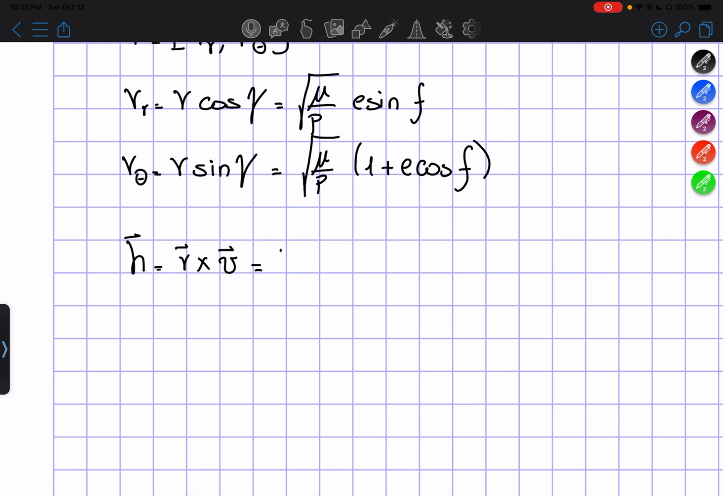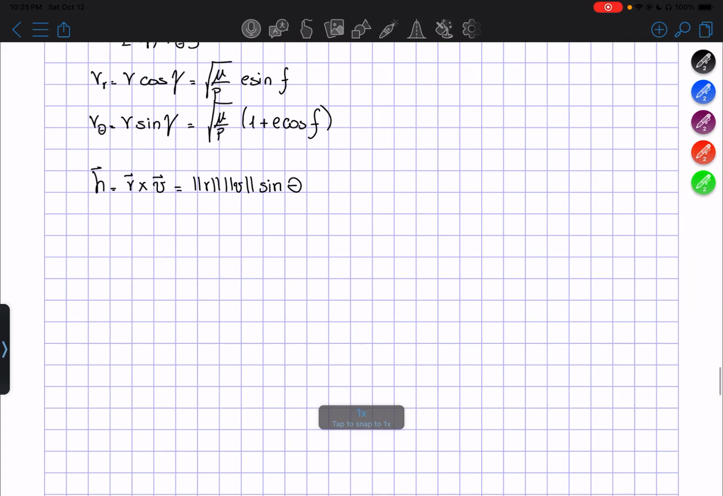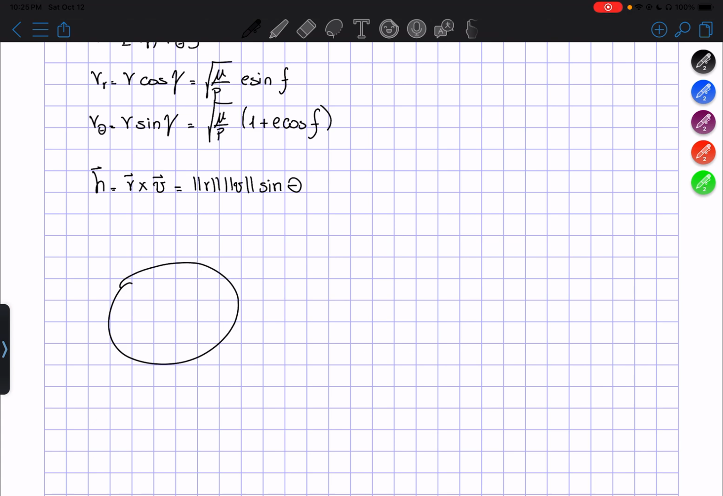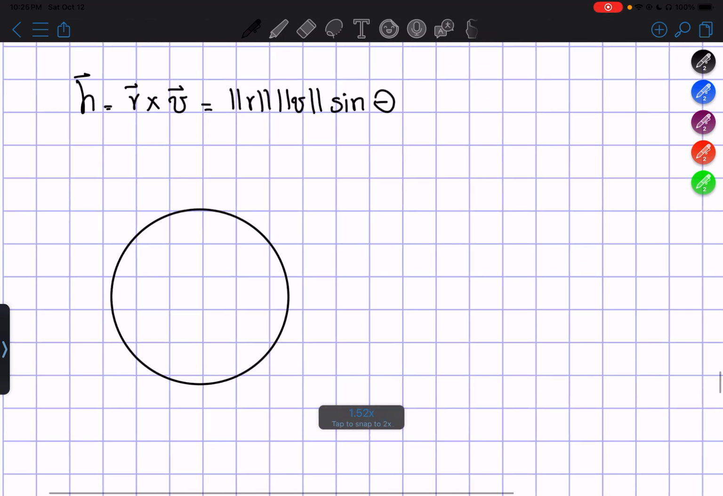or it's equal to the magnitude of r times the magnitude of V. Let me write V this way, so it's easier to read, times the sine of the angle between the two of them. Now, what is the angle between the two of them? Let me give you two examples. Let's start from the easier one. So I have a circle here, and I have r that goes from here to here, and then I have V that goes from here to here. Now, it's a circle, so they're always going to be perpendicular to each other, so this angle here is always going to be pi over 2.